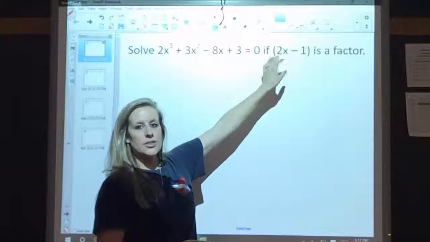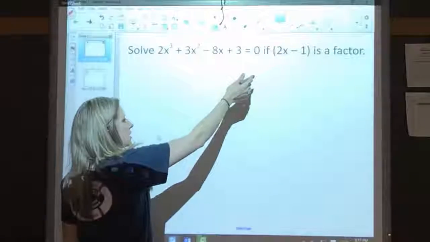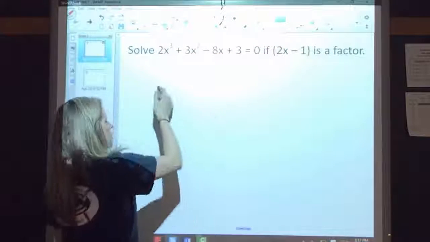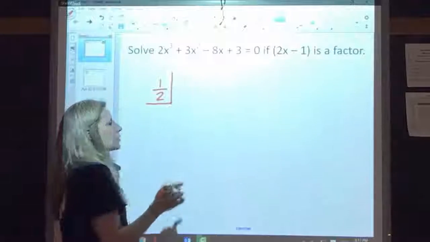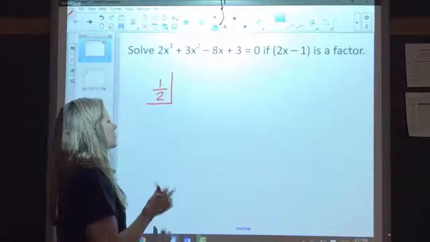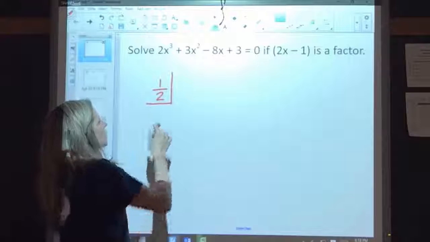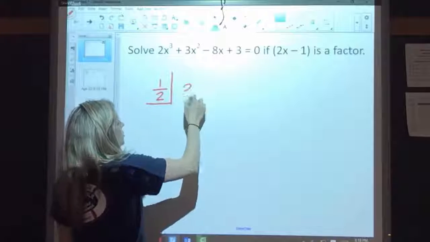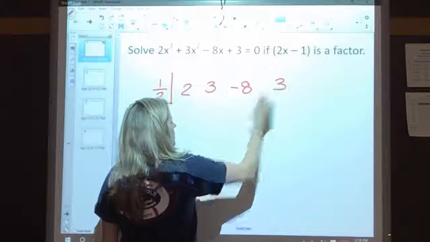What you need to do first is find your 0. We did this last week. So our 0 for that binomial would be positive 1/2. And we also reviewed zeros yesterday, I think. So we're going to use synthetic division with 1/2 in that little box. Our coefficients are 2, 3, -8, and positive 3.